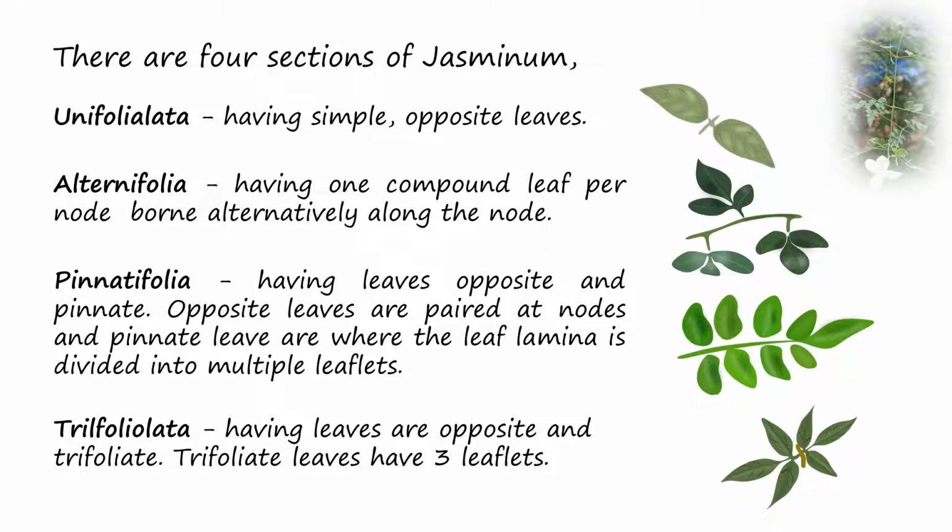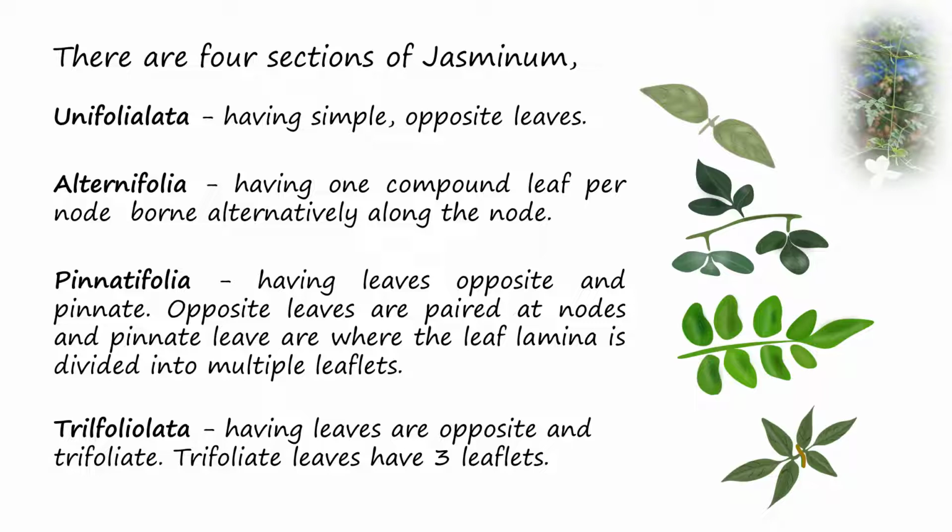Jasmines are divided into 4 sections based on leaf morphology. Unifoliata has simple leaves, alternifoliata has alternate and compound leaves, trifoliata has opposite leaves with 3 leaflets, and pinnatifoliata has opposite and pinnate leaves. Opposite leaves are paired at nodes, whereas alternate leaves are present on alternate nodes.